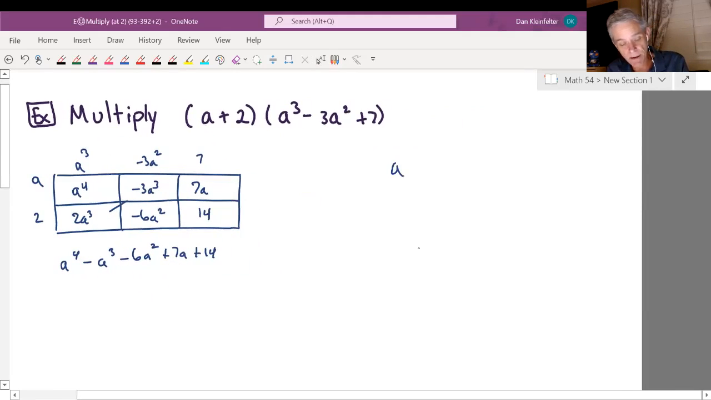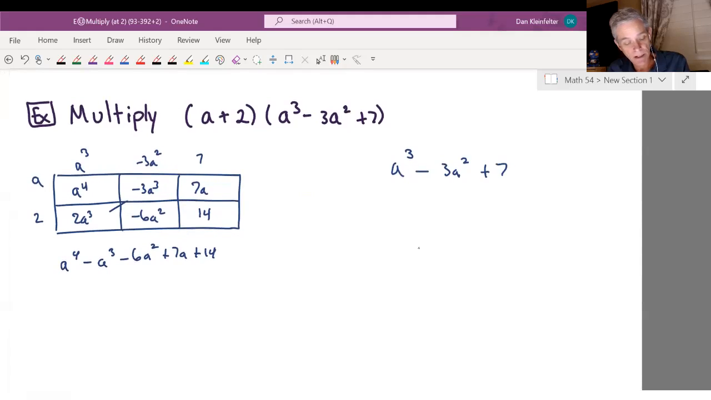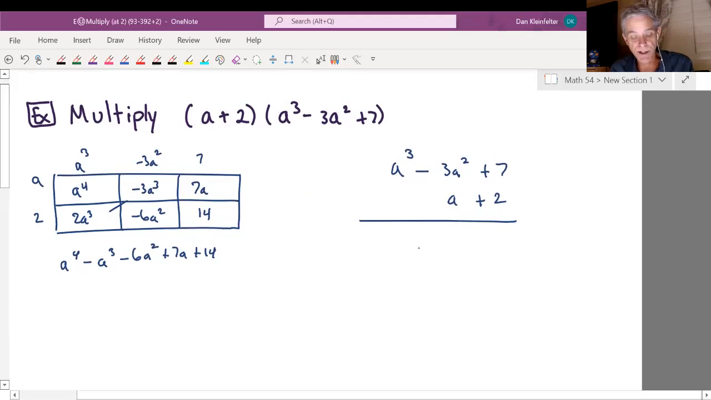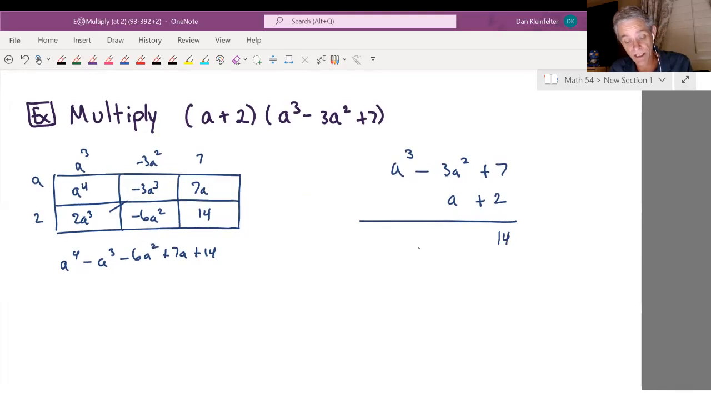Just for fun, this time I'm going to also do this one vertically, just so you can see how that would look, because the other vertical ones I did were all 2 terms times 2 terms. So I want to do one here where it's a little bigger. (a cubed minus 3a squared plus 7) times (a plus 2). So I'm going to go 2 times 7, that's 14. 2 times negative 3a squared is negative 6a squared. Then we'll have 2a cubed.